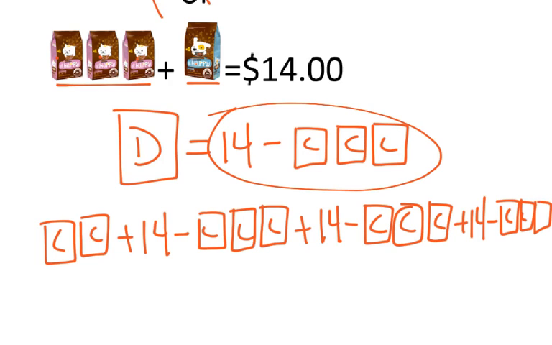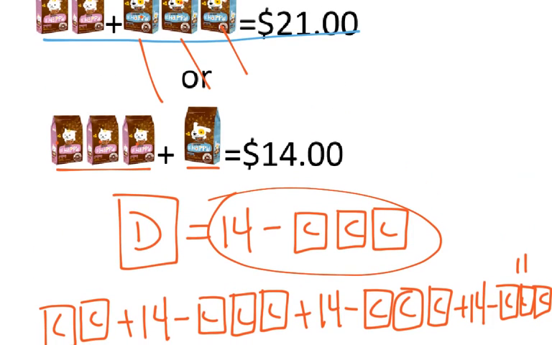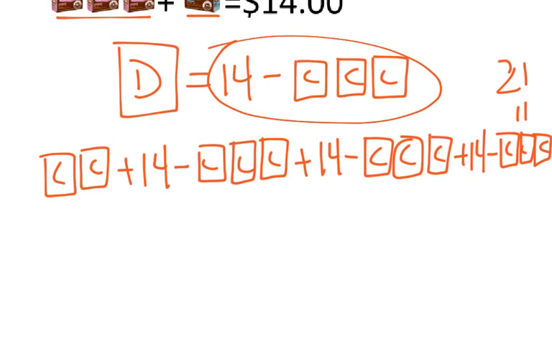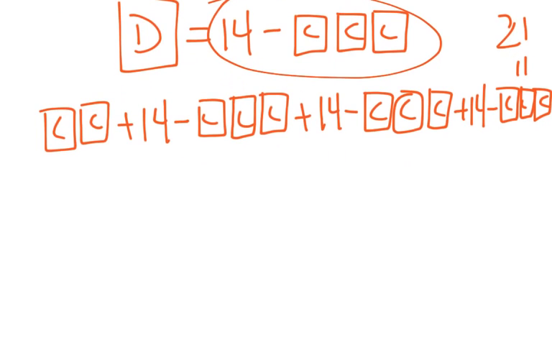But the benefit of doing this, and that was equal to $21, and this is just because it had 3 bags of dog food, a little bit more difficult. The benefit, though, is that now all we're dealing with is cat food. Okay? Which means we can then figure out what's going on here.